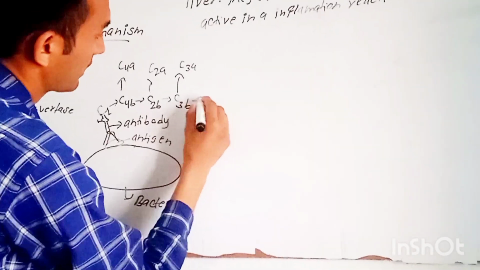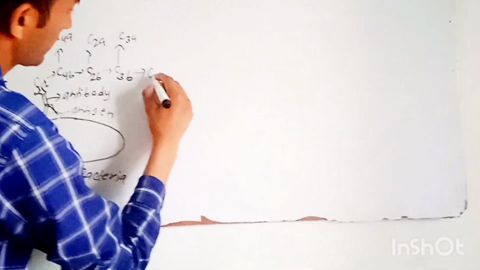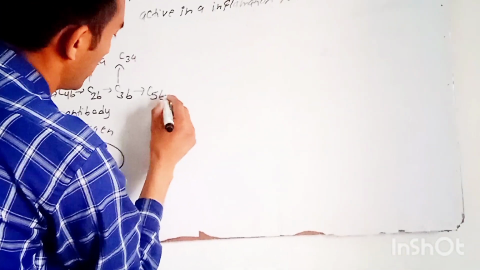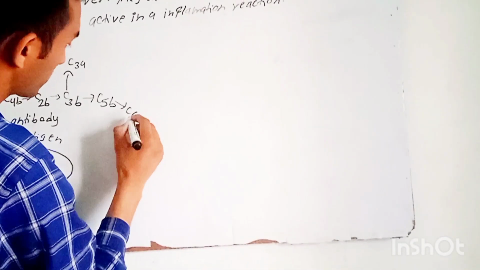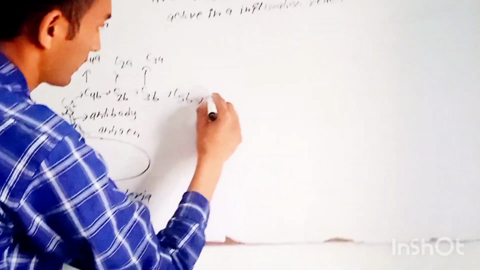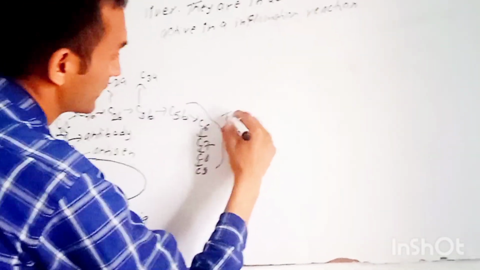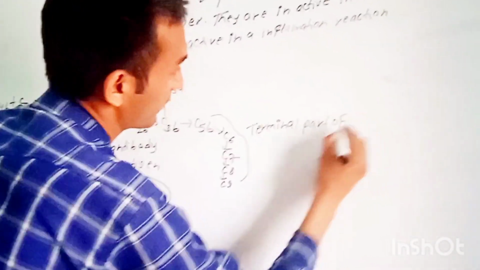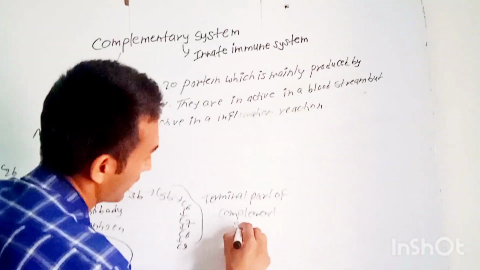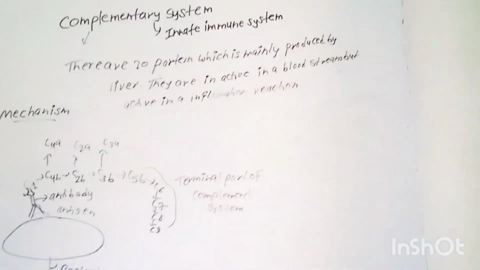Then it attaches to the C5b protein. Then here the C6 protein, C7 protein, C8 protein and C9 protein also combine. This is called the terminal part of the complement system.